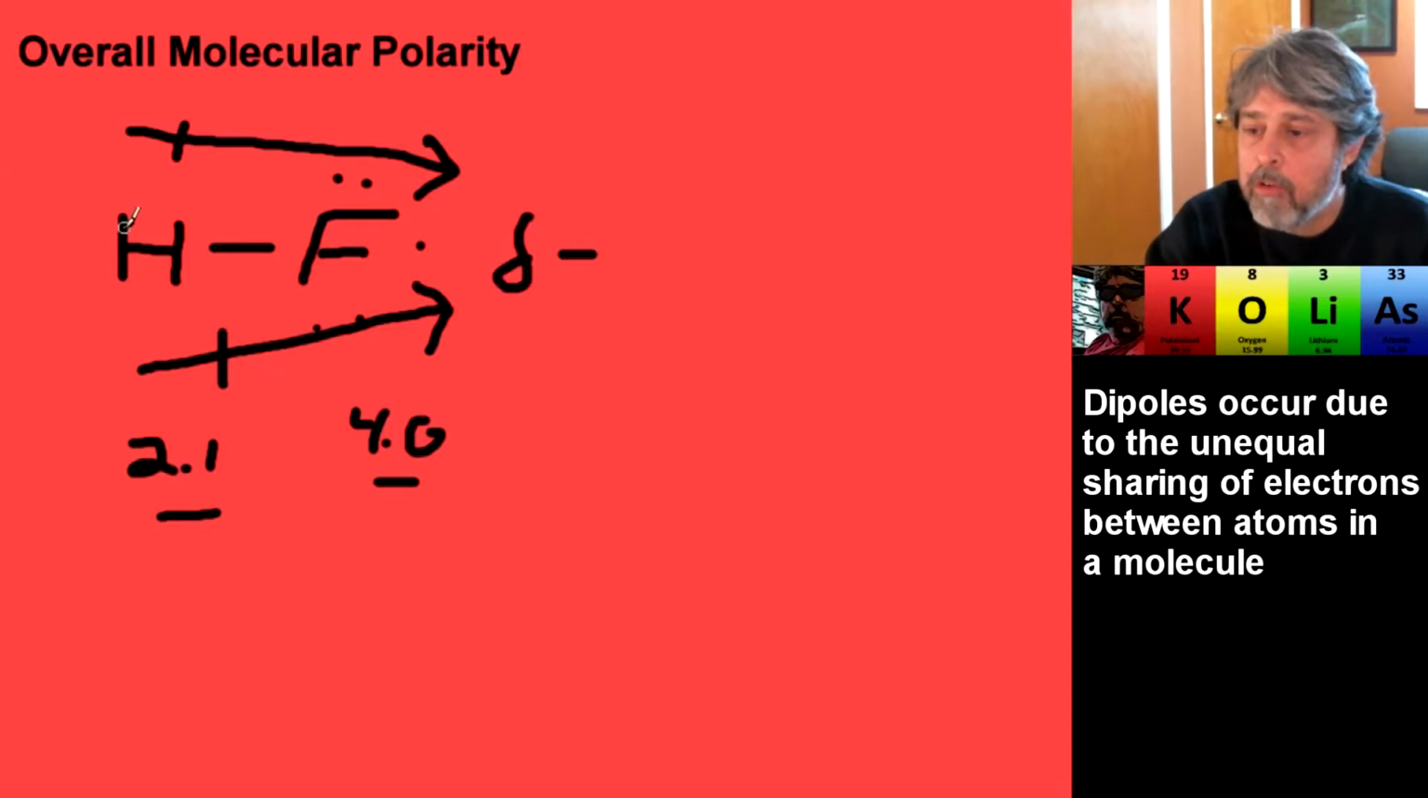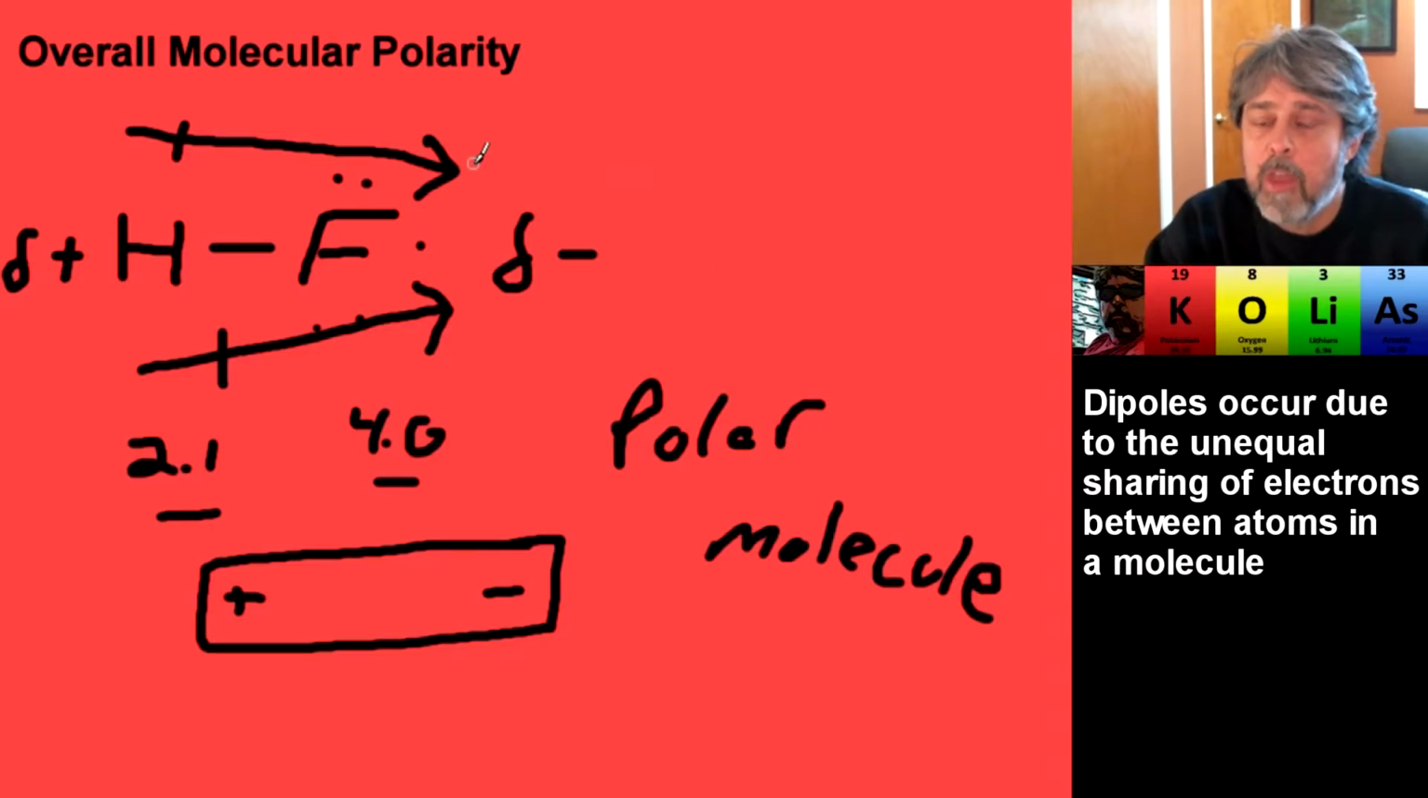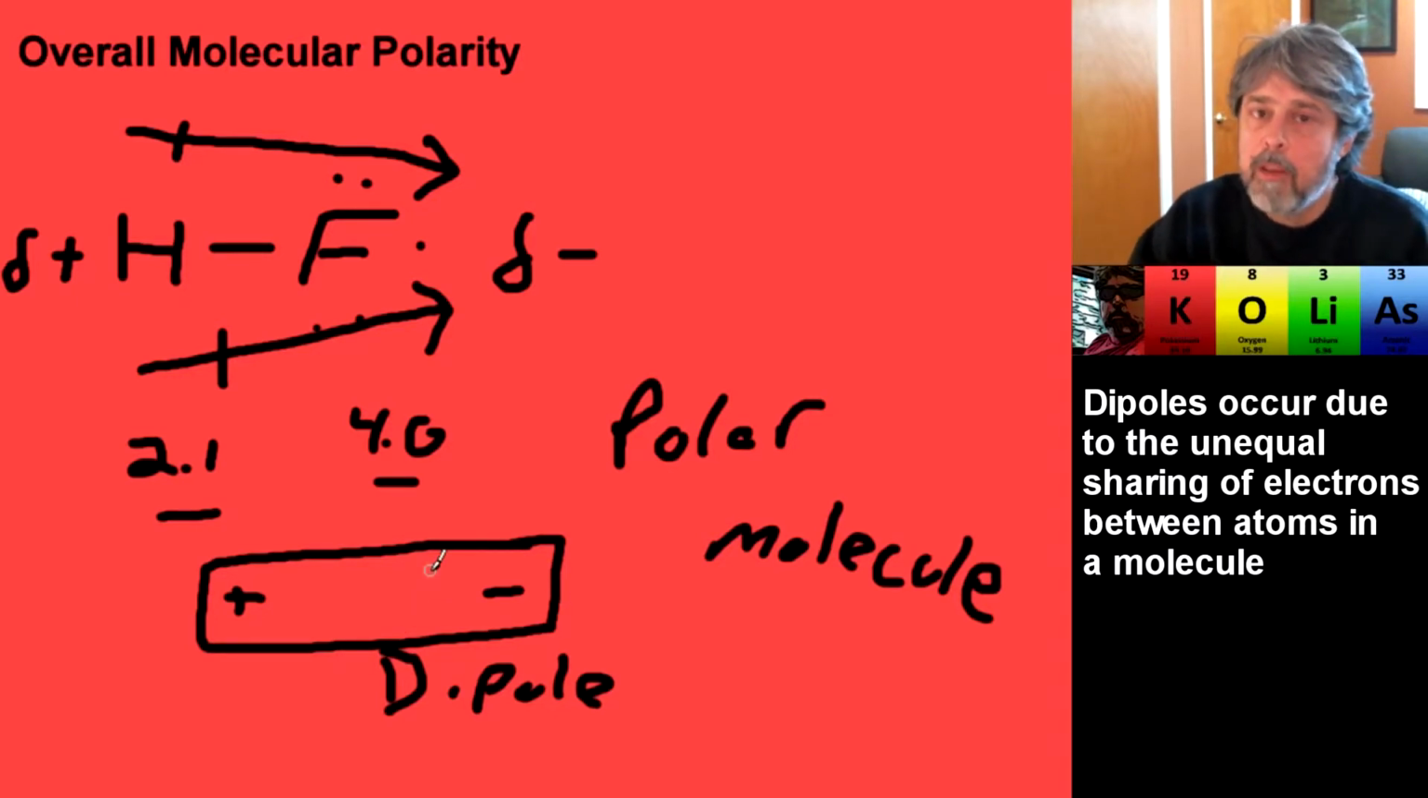We have our partial negative and our partial positive charge, and we create our magnet. We create our dipole. When this happens, this is overall a polar molecule. Polar means unequal sharing. This is unequal sharing overall on this molecule. We created the dipole. Whenever you create this dipole, you create a polar molecule. One side has to be negative, one side has to be positive.